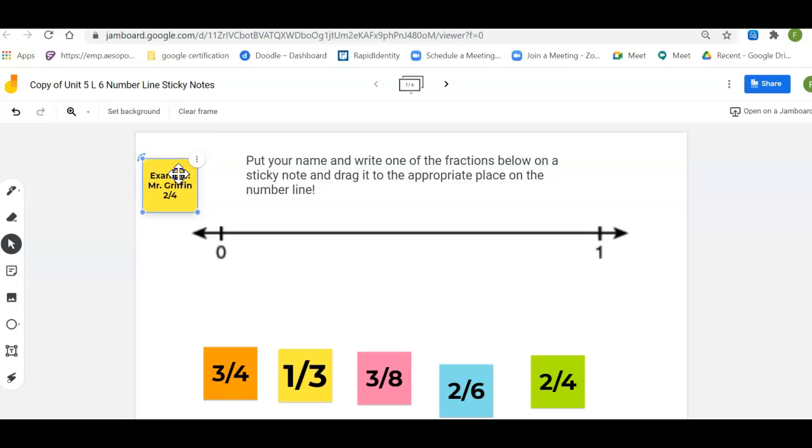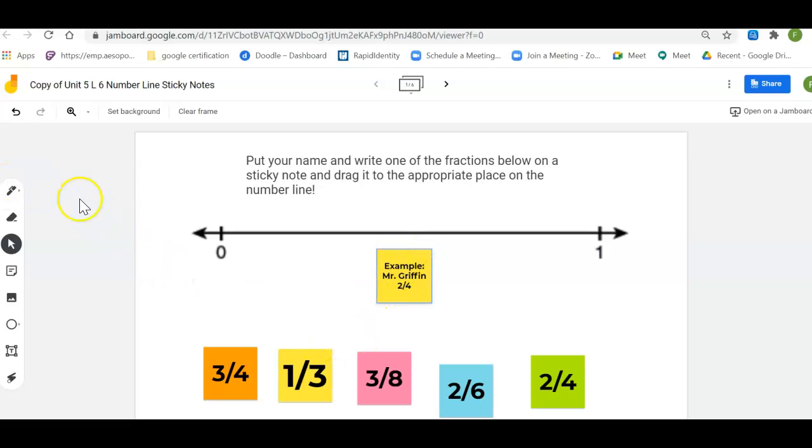I put my name on there, and also I chose the 2/4 fraction. So now my job is going to be to drag it to wherever I think it should be on the number line. So I know that 2/4 is equivalent to 1/2. So that should be right around in the middle section. Okay. So now if I partition this into 4 equal parts, it would still be halfway.